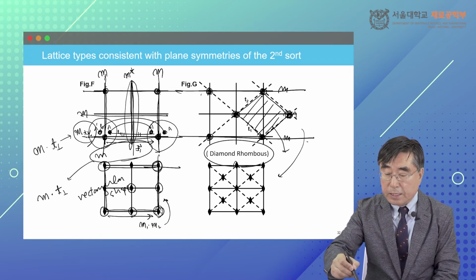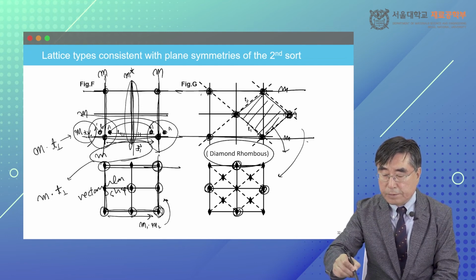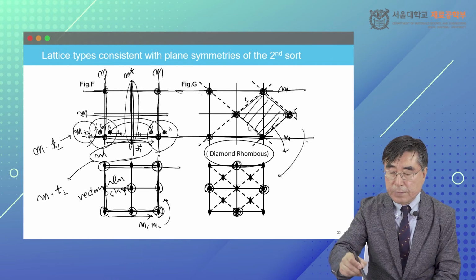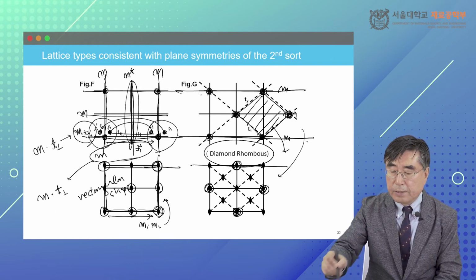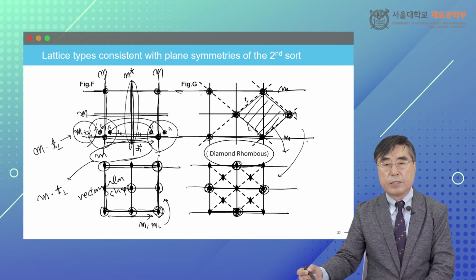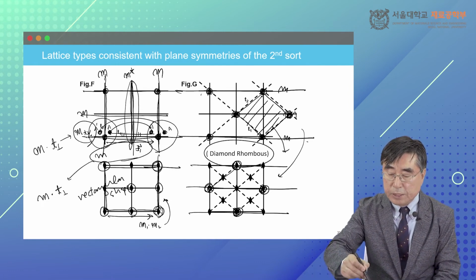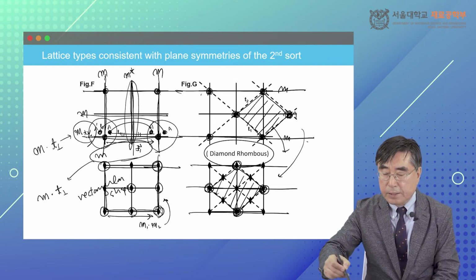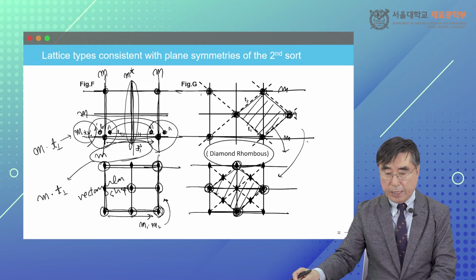In this case, lattice points locate in here, here, and here. Okay. So the mirror plane penetrates along the lattice points, and then the unit cell is defined like this, which is diamond rhombus type.